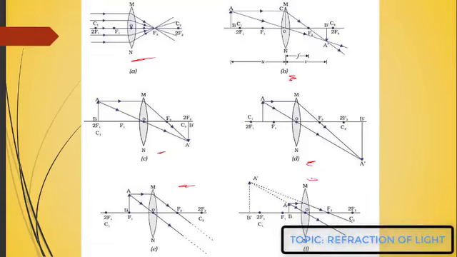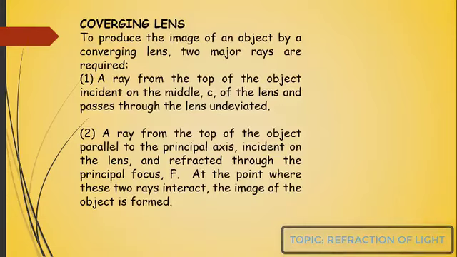This is a diagrammatical representation of lenses and where objects are placed, what they will look like according to the material of the lens. Now, for a converging lens, when you want to produce the image of an object by a converging lens, we have two major rays that are required. We have a ray that has to go from the top of the object through the lens, and from the middle, which is the center of curvature. When it passes through the lens, it has to pass undeviated. That is the first major ray.